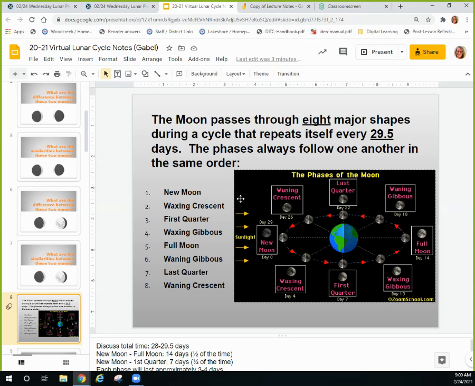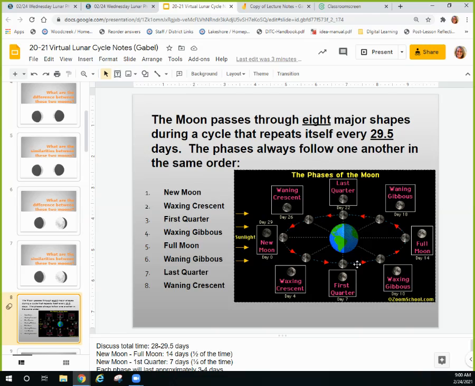This is a really important slide because you guys are going to be expected to predict moon phases. And so what you need to know to be able to do that effectively is how long each phase lasts, how long the whole cycle lasts. Okay, so the moon passes through eight major shapes in a cycle, and it repeats itself every 28 to 29 and a half days. And the phases are always in the same order. And in all models, it's counterclockwise.